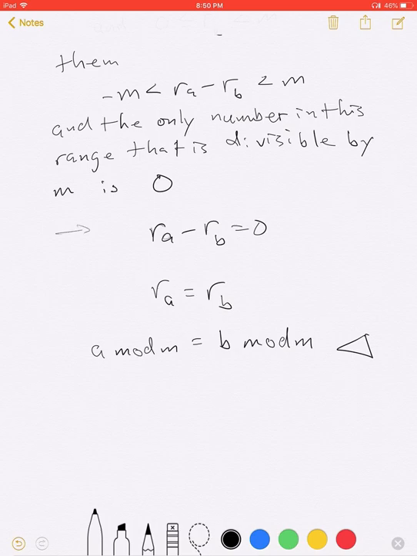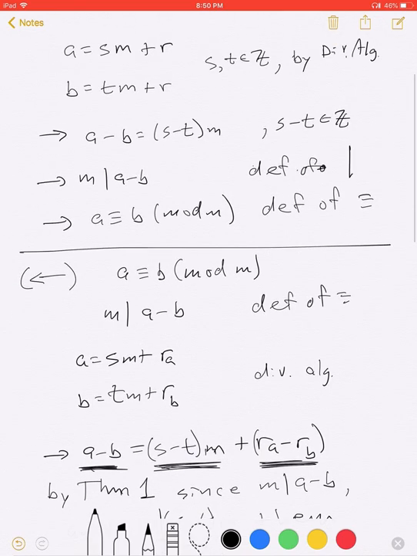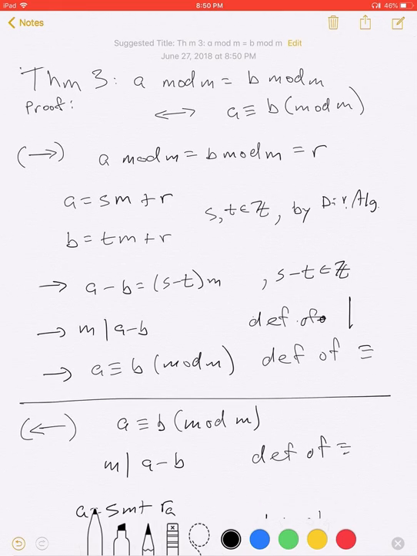All right, I'm done with the proof. I'll go back up to the top and scroll down slowly so you can see the whole thing.